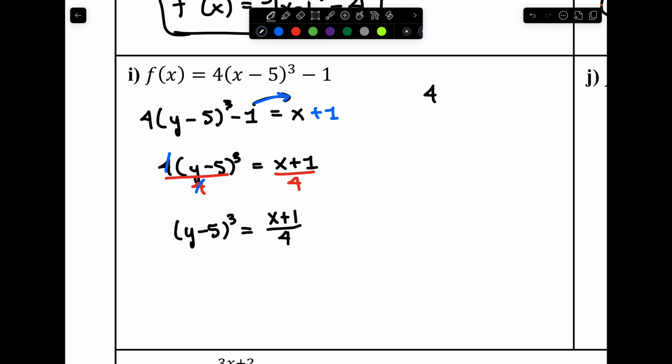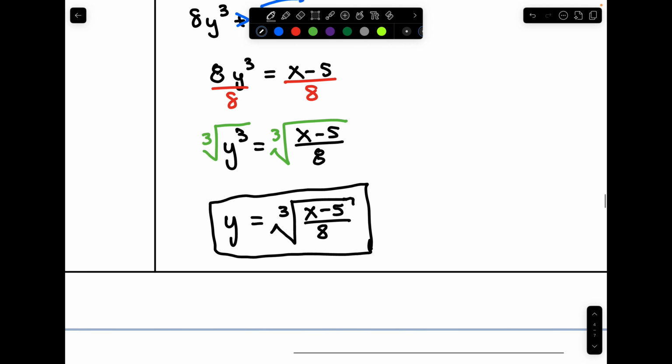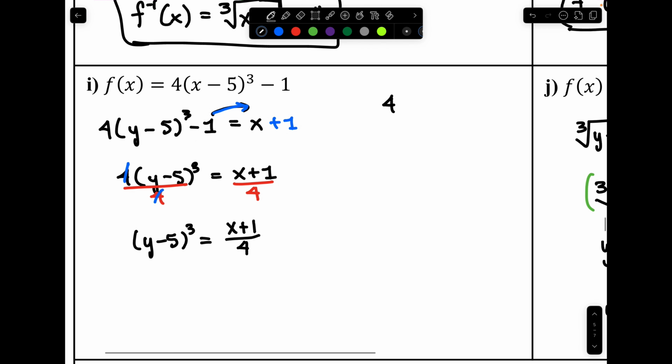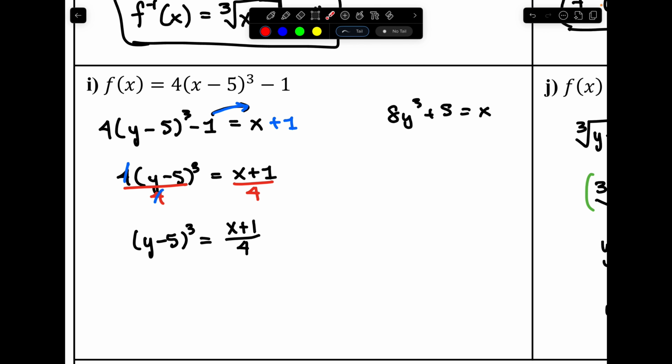We had, let me remember that example, it was 8y to the third plus 5 equals x. And notice that the first two steps are the same. We move this over and then divide again by this 8, and we end up with that same thing. And then we're going to take the root. So we do the exact same thing, and we would end up with y to the third equals (x − 5)/8.